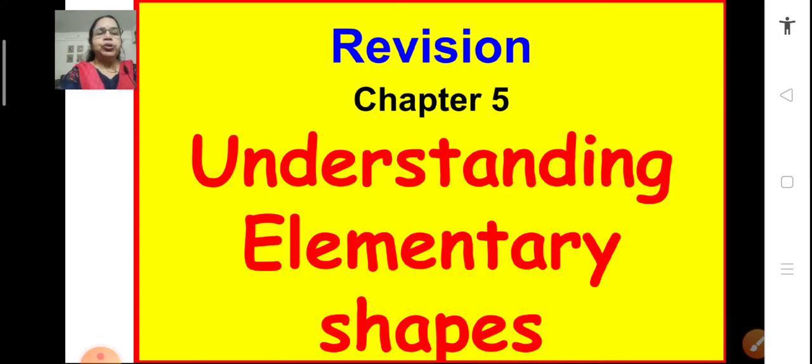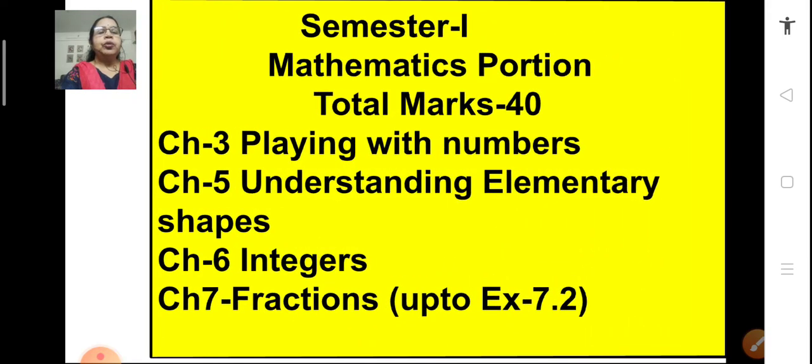Shapes. But before we do that, let's once again look at the mathematics portion and the paper pattern for the first semester exam. So, your first semester mathematics question paper will carry 40 marks. There are 4 chapters included. Chapter number 3, Playing with Numbers. Chapter 5, Understanding Elementary Shapes. Chapter 6, Integers. And Chapter 7, Fractions, only up to exercise 7.2.